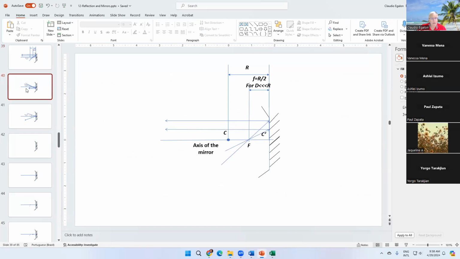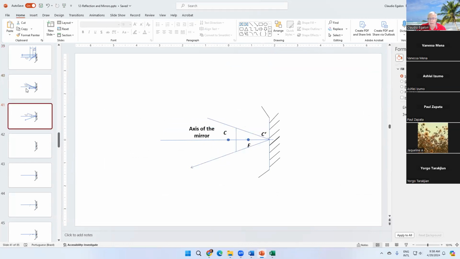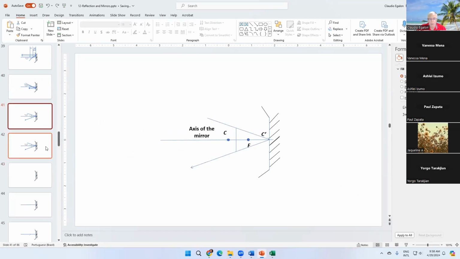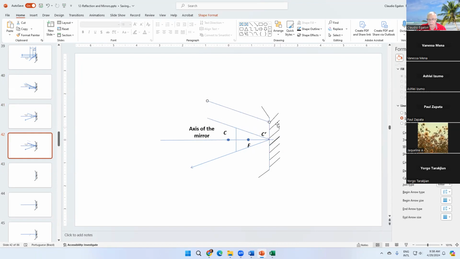Let's see if I have it here. There we go. This one here, at the very center of the mirror. It can be this light ray. It can be this other light ray.